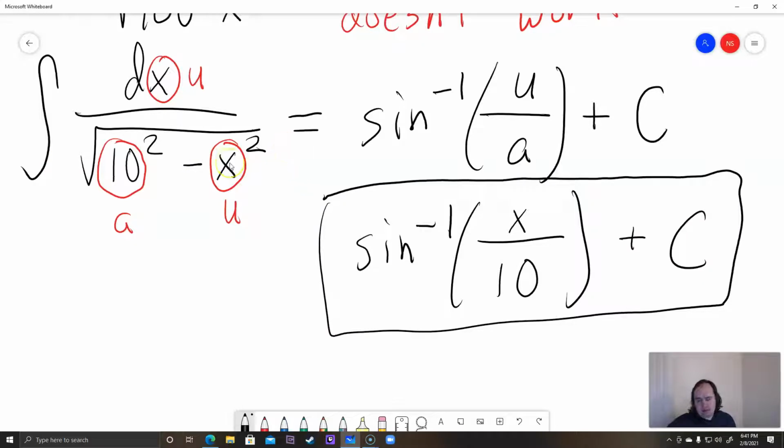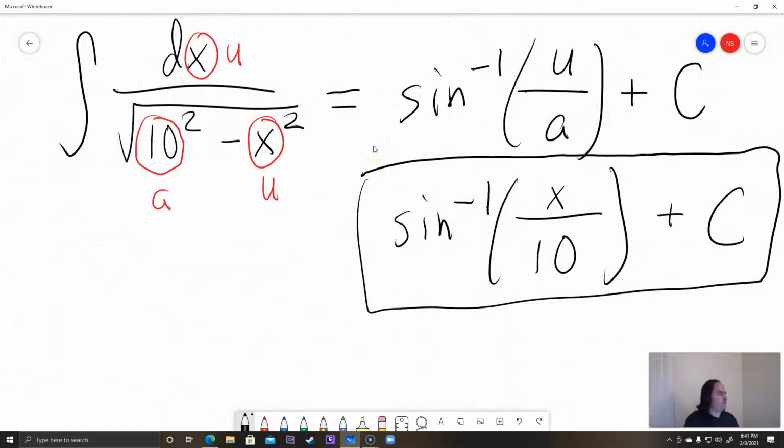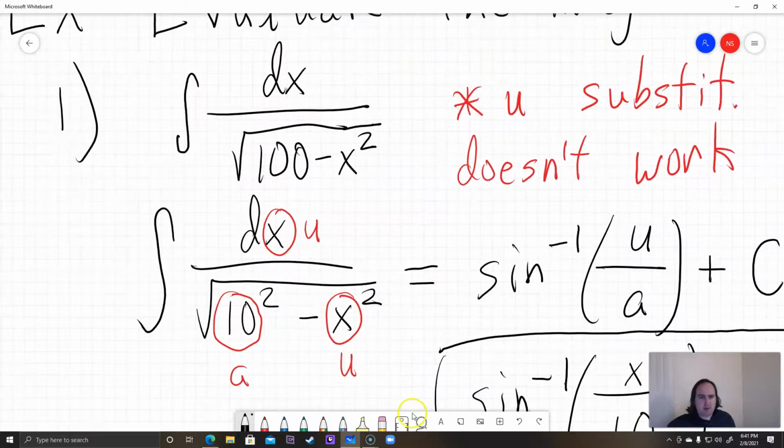Again, you're welcome to try it by u substitution, but unless you do something really tricky that I don't know about, I don't think you can do this by u substitution. However, the formula makes it very easy to calculate using sine inverse. Okay, so that's our first example. Let's take a look at another one. Now, unfortunately, they're not all going to be as easy as this first problem.